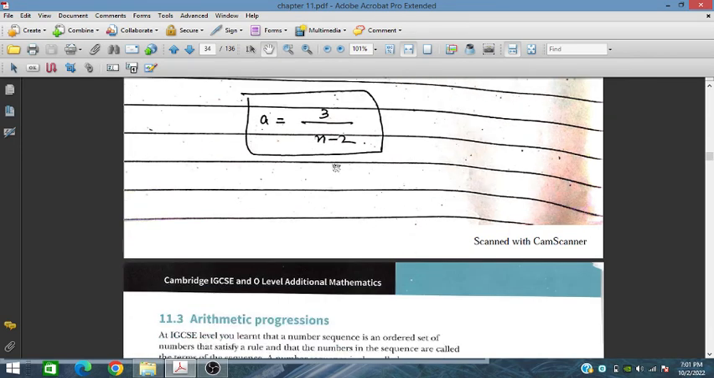So now we will cover 11.3 and the remaining part in the next session.